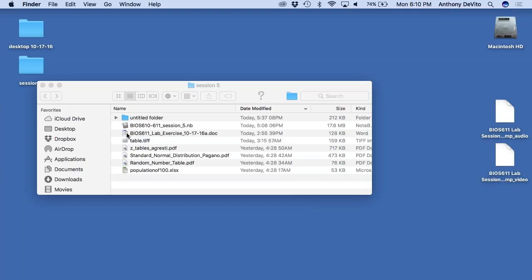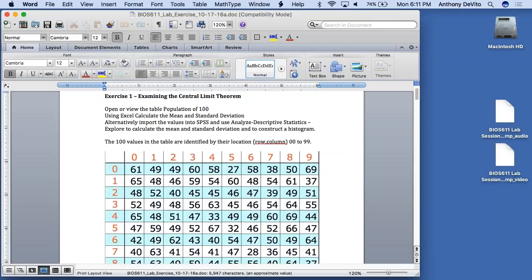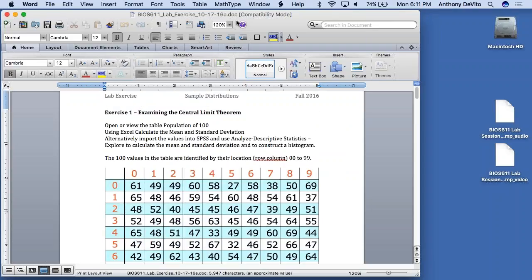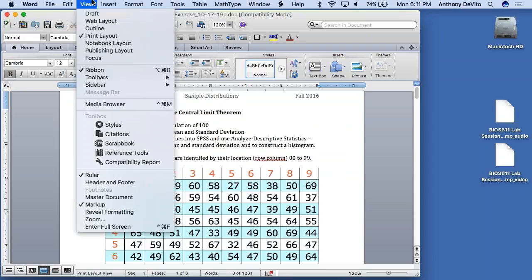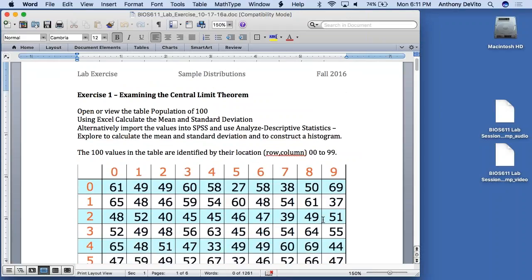For this session under the lab, which is called BIOS 611 lab exercise, you'll see it open up something like this. Let me hide some of that extraneous stuff so you don't have to look at it. Get rid of the ribbon so you have a little bit more room to work. I'll make it a little bit bigger.